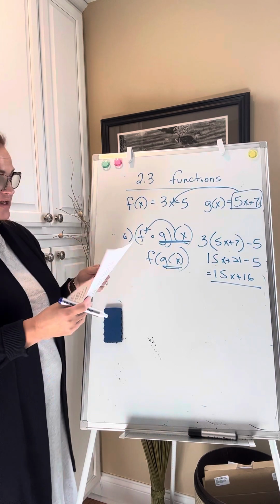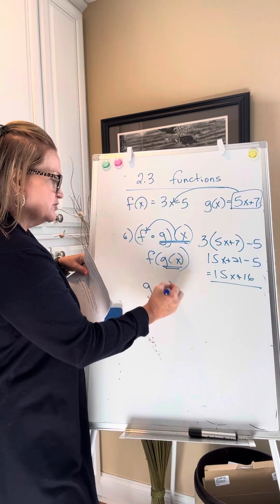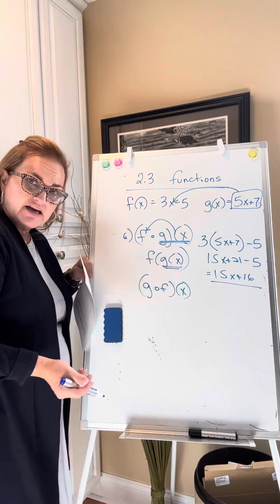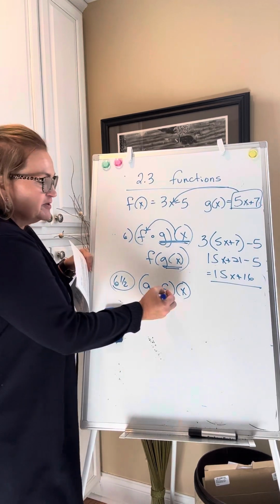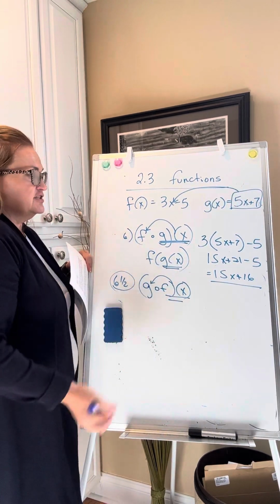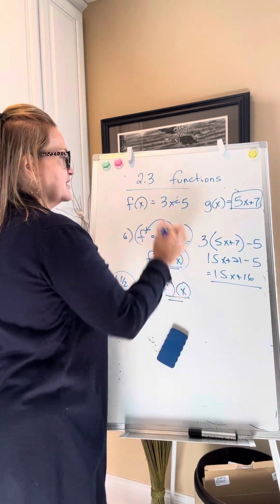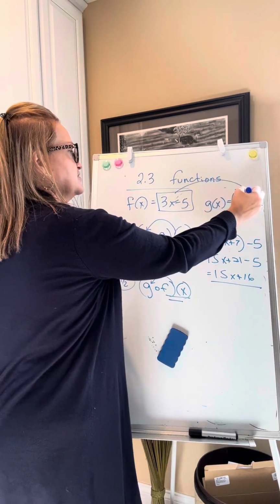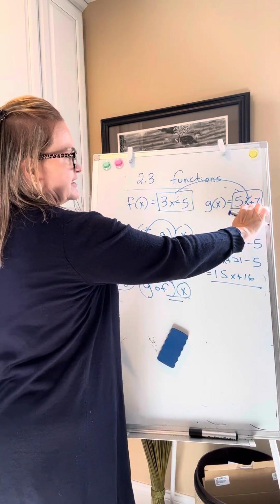We can also do that in reverse. It's not on your paper here, but let me just show you. If we do g of f of x, we'll call it 6.5. That means put function f into function g. So we'll do it the other direction. So we want to plug this function f into the x value that way. So we'll have 5 instead of x, we write 3x minus 5.